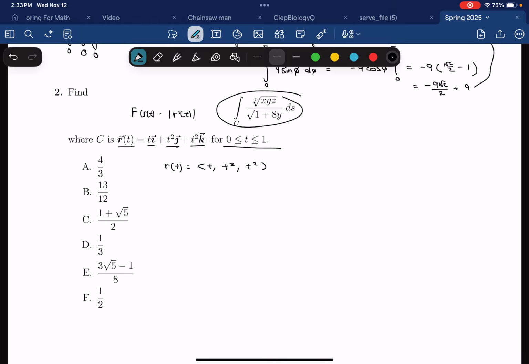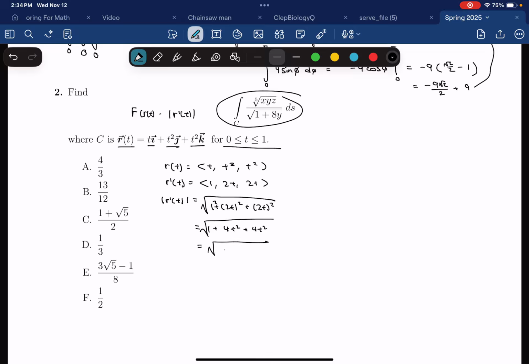So we know that r of t is this, so r prime of t in this case is just 1, 2t, 2t. If you find our magnitude, that would simply be the square root of 1 squared plus 2t squared plus 2t squared. That gets us the square root of 1 plus 4t squared plus 4t squared, which just gets you the square root of 1 plus 8t squared.